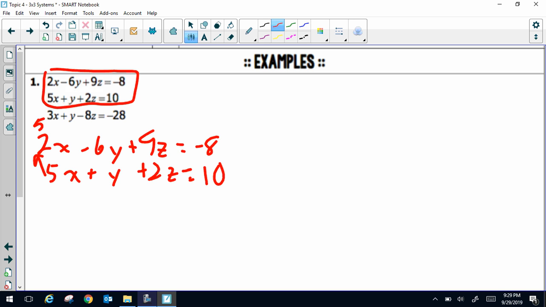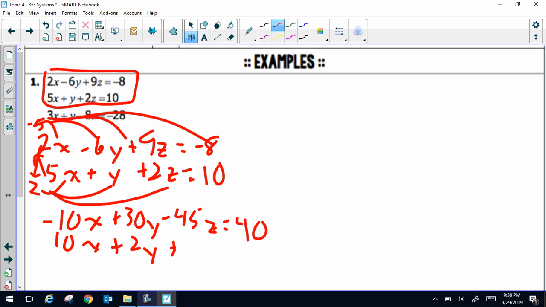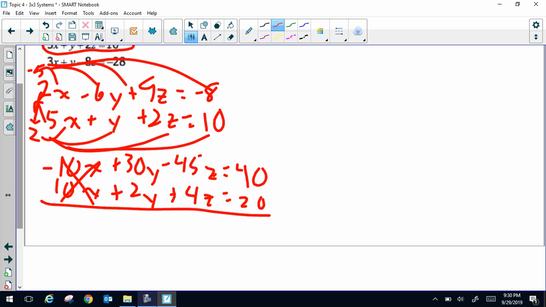So that would be to bring the 5 up, make it negative, bring the 2 down, just like you did before. So when I multiply this through, I'm going to get negative 10x plus 30y minus 45z equals positive 40. And then do the same thing for this one. You get 10x plus 2y plus 4z equals 20. Then when you add these straight down, your x's will cancel out, and you'll get, in this case, 32y minus 41z equals 60.